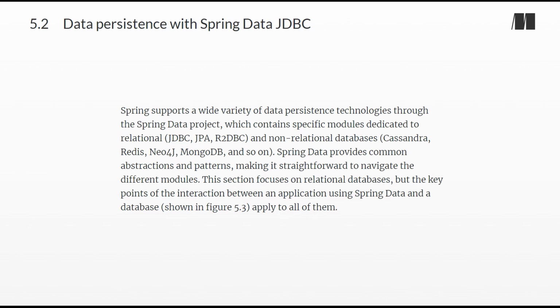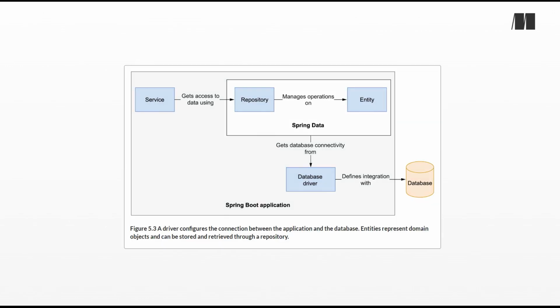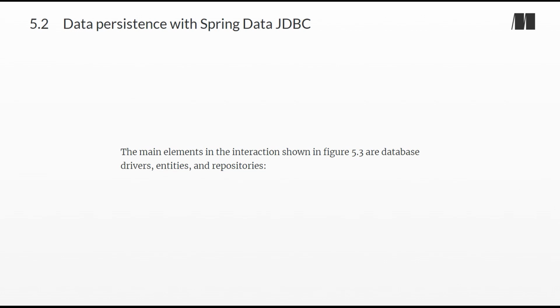This section focuses on relational databases, but the key points of the interaction between an application using Spring Data and a database, shown in Figure 5.3, apply to all of them. Figure 5.3. A driver configures the connection between the application and the database. Entities represent domain objects and can be stored and retrieved through a repository. The main elements in the interaction shown in Figure 5.3 are database drivers, entities, and repositories.